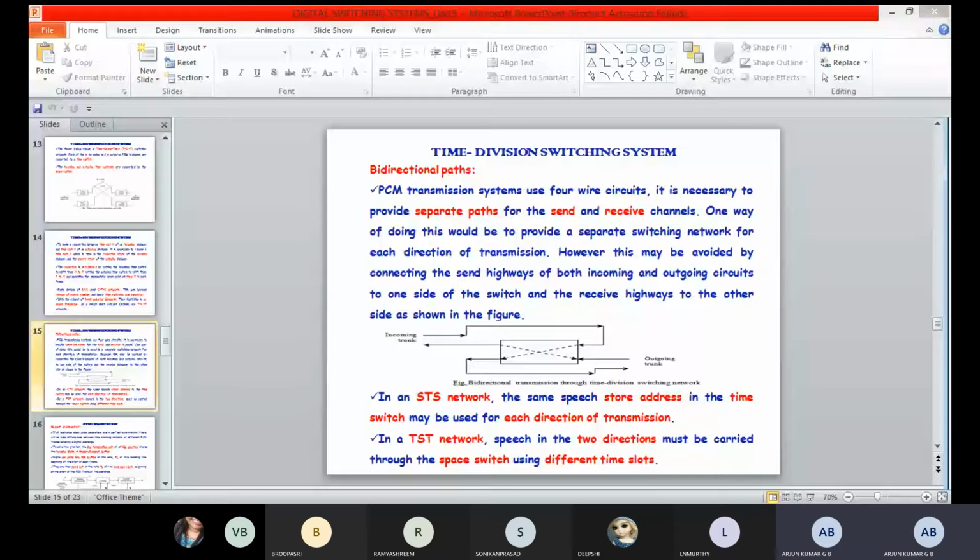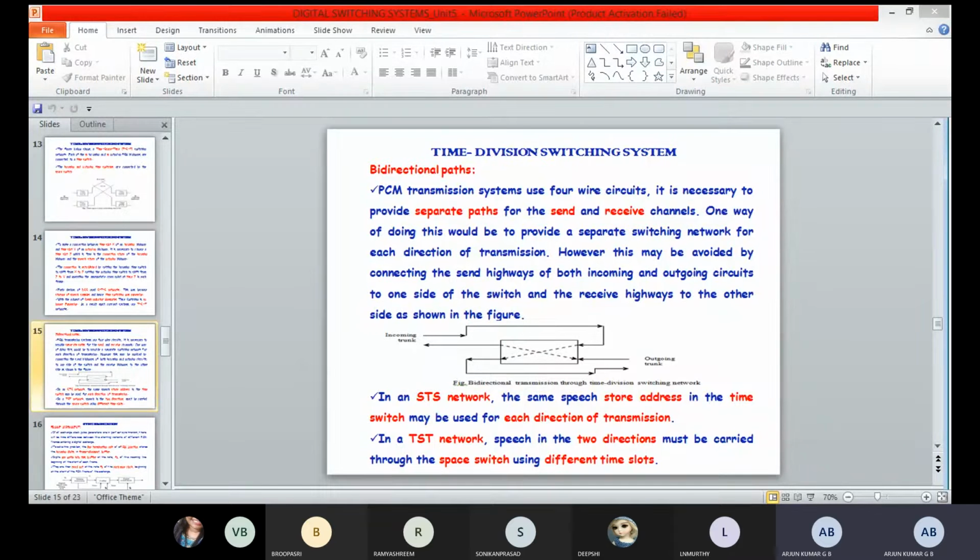Suppose we consider a 32 channel system. Then time slot 12 is used for one direction of the transmission, and the remaining time slots are used for the reverse direction. That is 12 plus 16. Half of 32 channels means 16 and 16: 16 for sending and 16 for receiving.